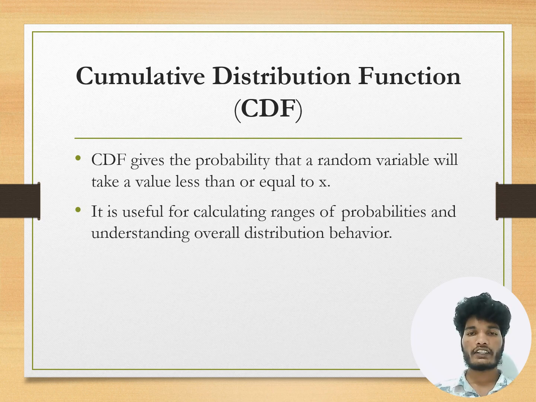Another one is the cumulative distribution function, also called the probability distribution function. It gives the probability that the random variable will take a value less than or equal to x. It is useful for calculating ranges of probabilities and understanding the overall distribution behavior.